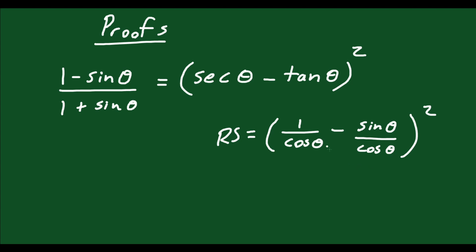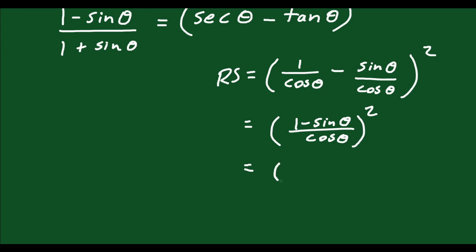Because now I'm speaking the same language, right? I'm using sines and coses. I can start putting things together, right? This is going to equal (1 minus sine theta) over cos theta because they have a common denominator, right? And that's being squared. And from there, I can actually simplify it a little bit more. I can say (1 minus sine theta) squared is what I have on top, and on the bottom, I just have cos squared theta. So that's what I have on the right side.